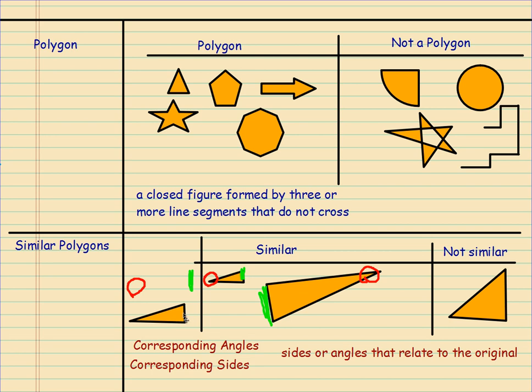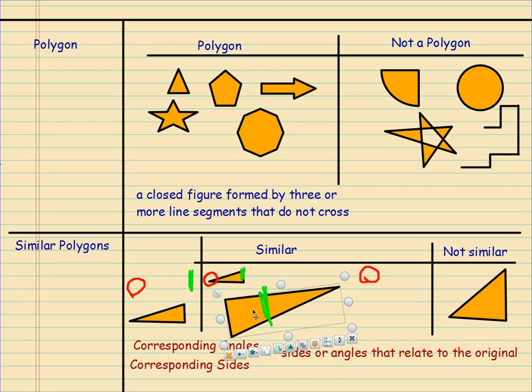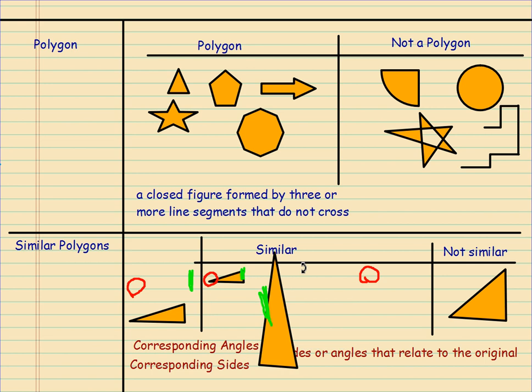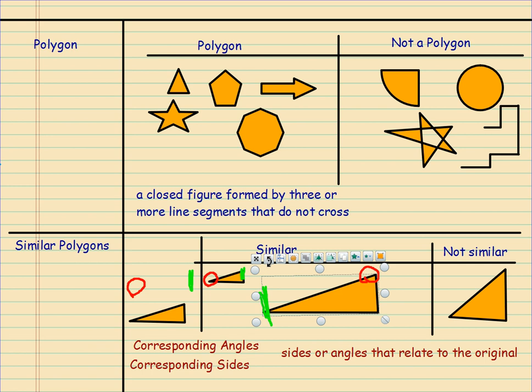Same thing if I look at this angle, and let's say I take this big one, I rotate it. This big one is going to fit perfectly into each of these angles. Corresponding angles are similar. Let me rotate it back.